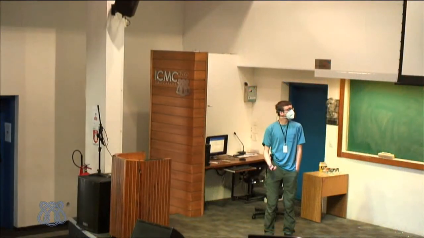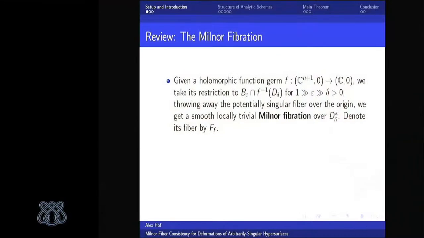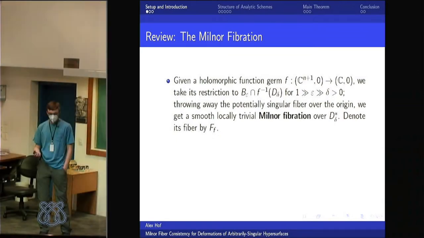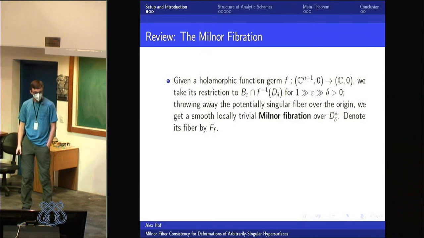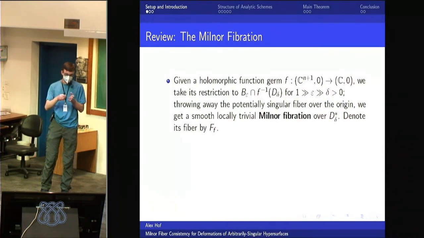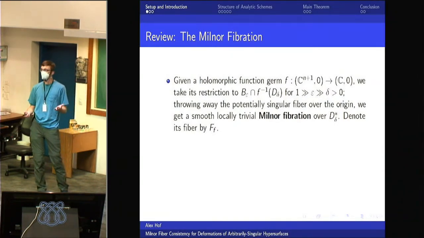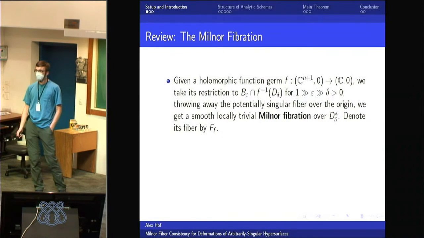If we have a germ of a holomorphic function at the origin, we look at its representative on a small enough open ball around the origin, and then we zoom in much farther, potentially, on the source to avoid our fibers meeting the boundary sphere in any bad way. And then we're left with smooth fibers, except maybe the one over the origin. We throw away this potentially non-smooth fiber over the origin, and this gives us the Milnor fibration of f at the origin. We'll denote its fiber throughout the talk by F sub f.